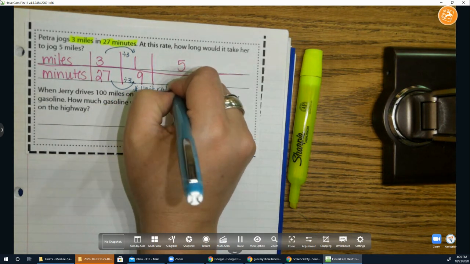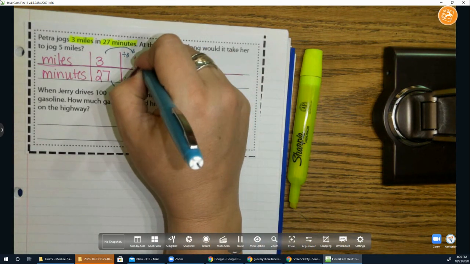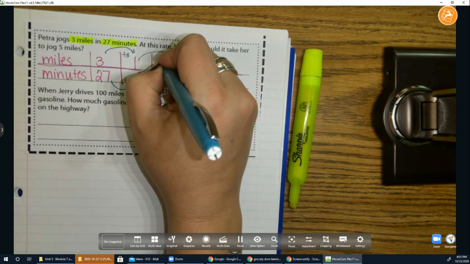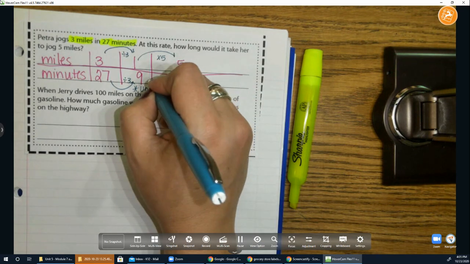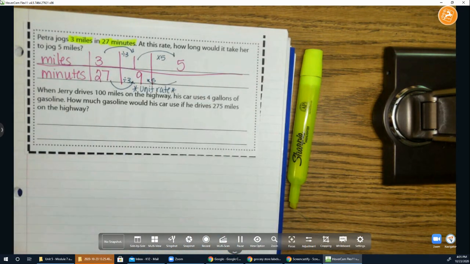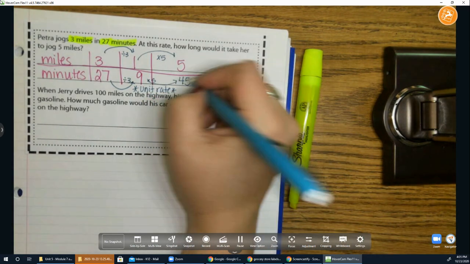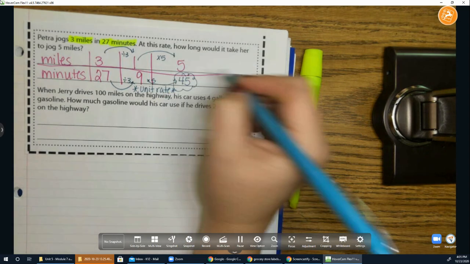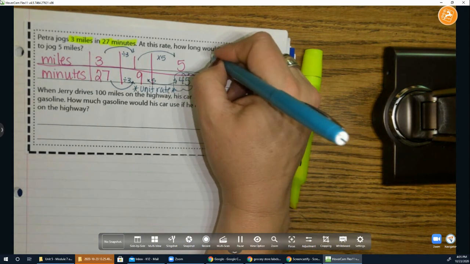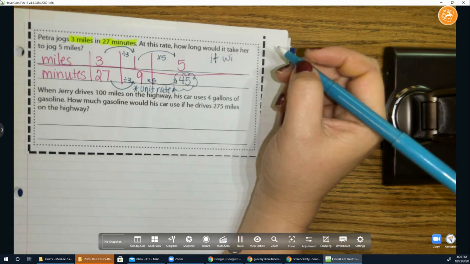This is her unit rate. She can run 1 mile in 9 minutes. Now, how is she going to get to 5? Well, I can go 1 times 5 gives me 5, and 9 times 5 gives me 45. So my answer would be, it would take her 45 minutes to run 5 miles.